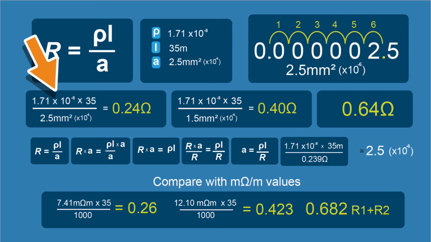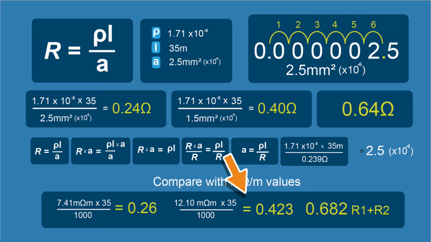Say I've done 2.5 millimeter squared cable here, and for the 2.5 millimeter squared cable, 35 meters, it works out at 0.24 ohms resistance for that length of cable. For 1.5, it's 0.40. So if you're doing your R1 plus R2, that would be 0.64. And we can compare it to the milliohms per meter values, and they're there or thereabouts. The differences are tiny. I got 0.26 for 2.5, 7.41 milliohms per meter, and 0.42.